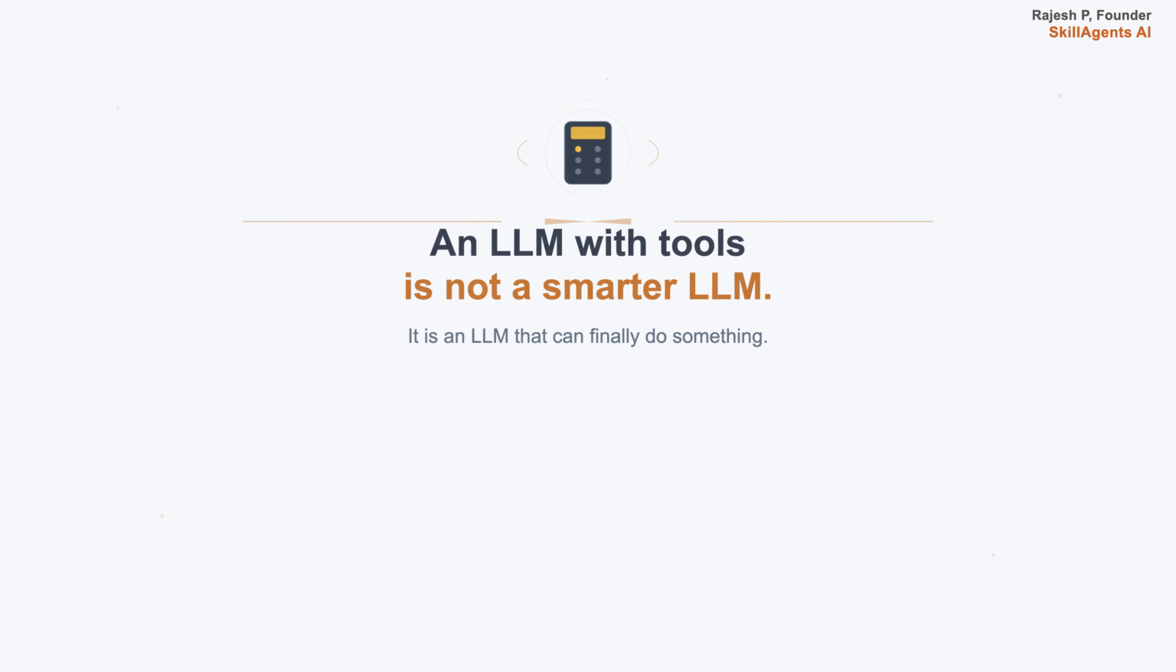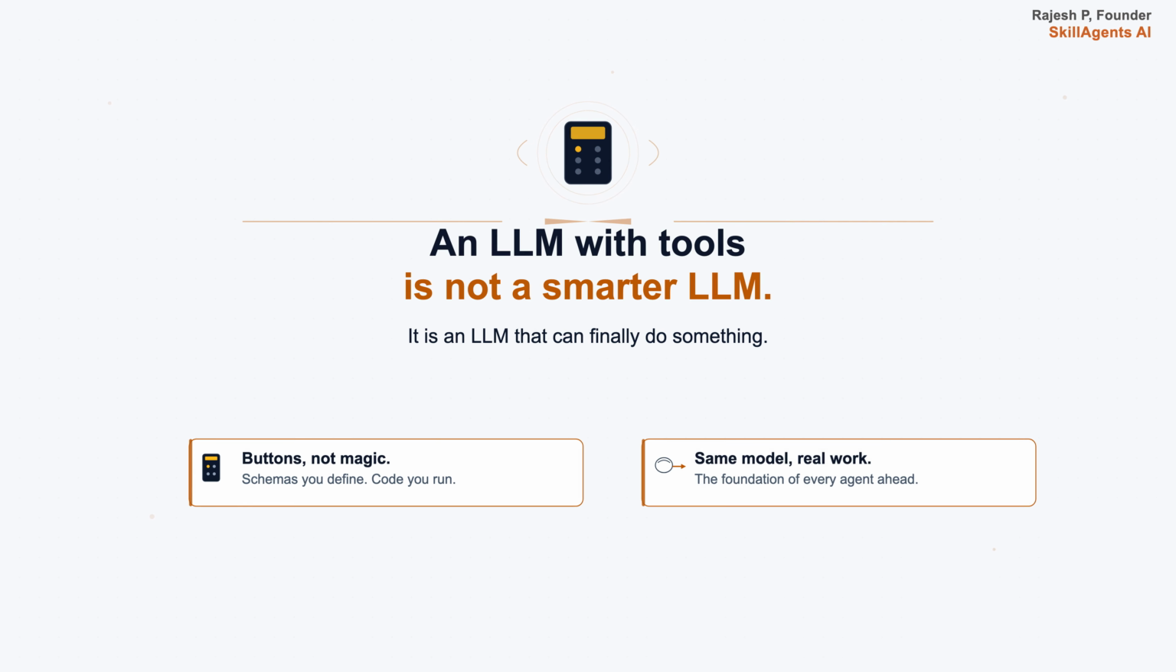One line to take away. An LLM with tools is not a smarter LLM. It is an LLM that can finally do something. That is the entire foundation of every agent in the rest of the series.